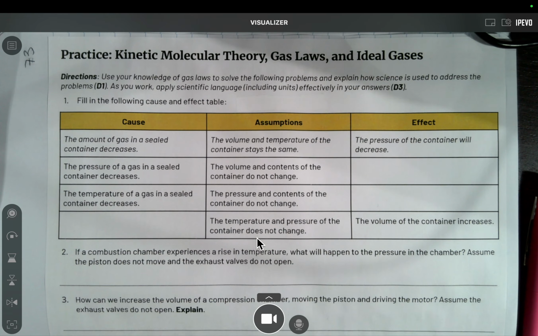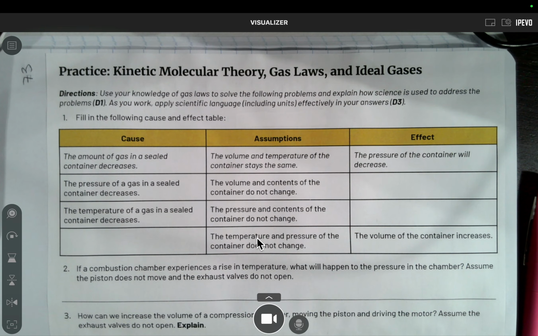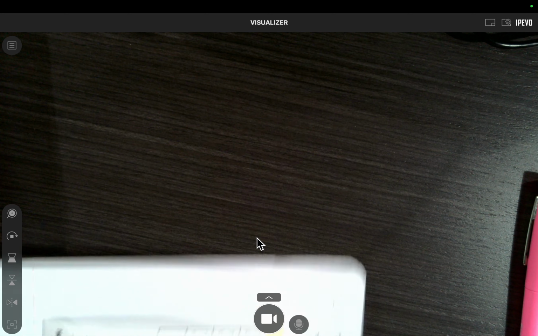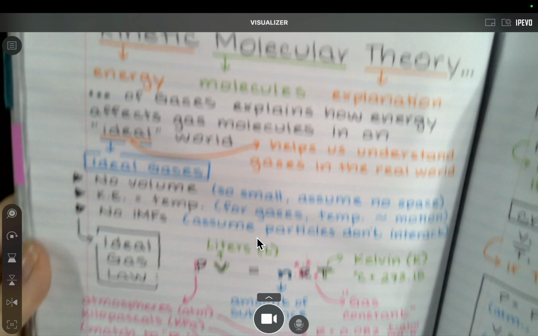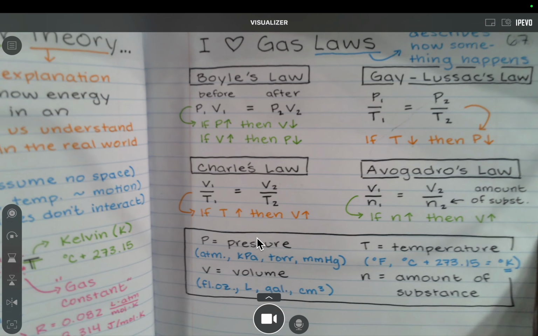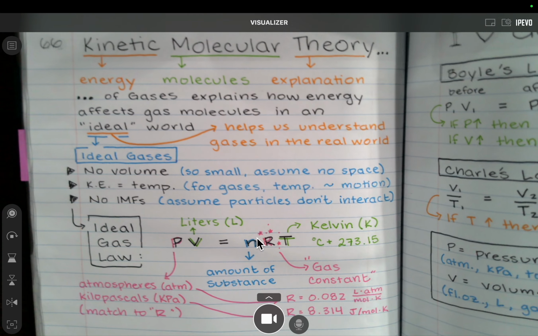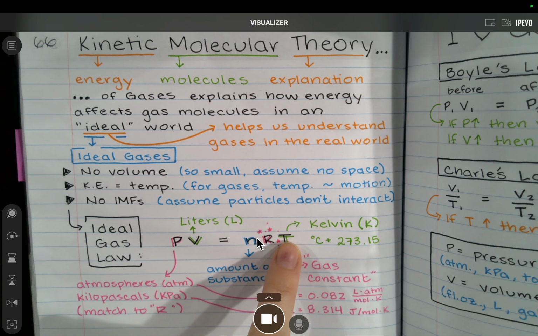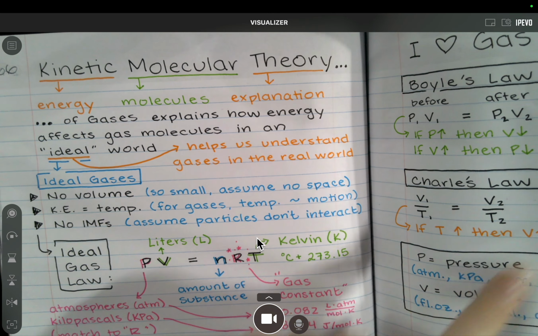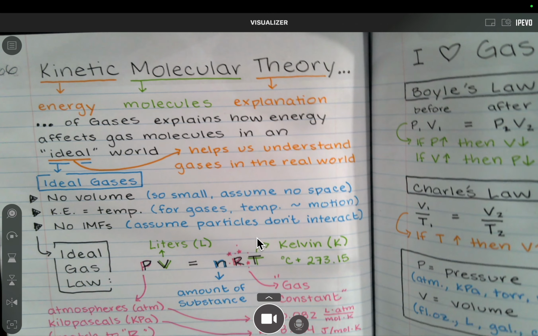So now we are ready to do some practice on kinetic molecular theory, gas laws, and ideal gases, and we're going to put it all together. All right, so let's look at what we've done so far. At this point, you've learned about kinetic molecular theory, the basic gas laws, and ideal gases and the units that they must use. For example, we must do all of these gas law things in Kelvin. If you want to convert to Kelvin, it's just Celsius plus 273.15.